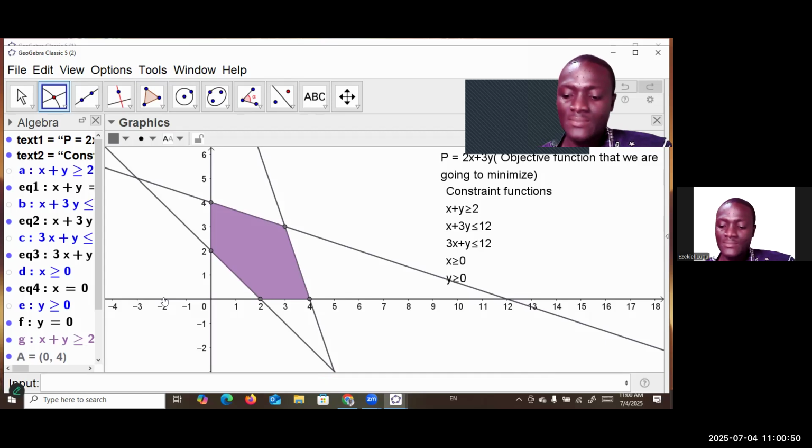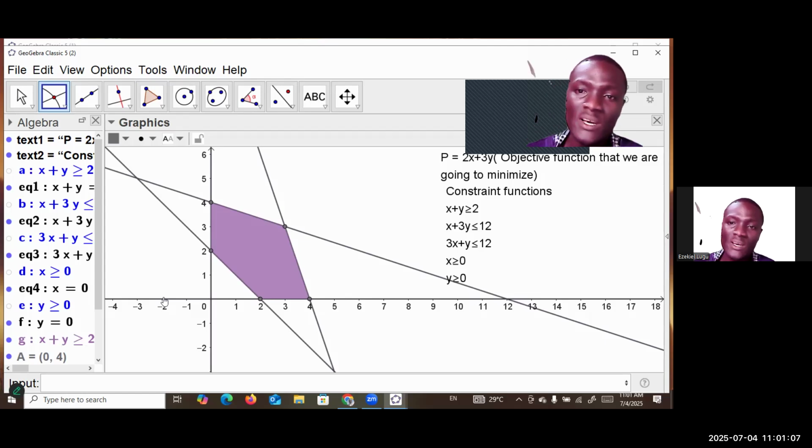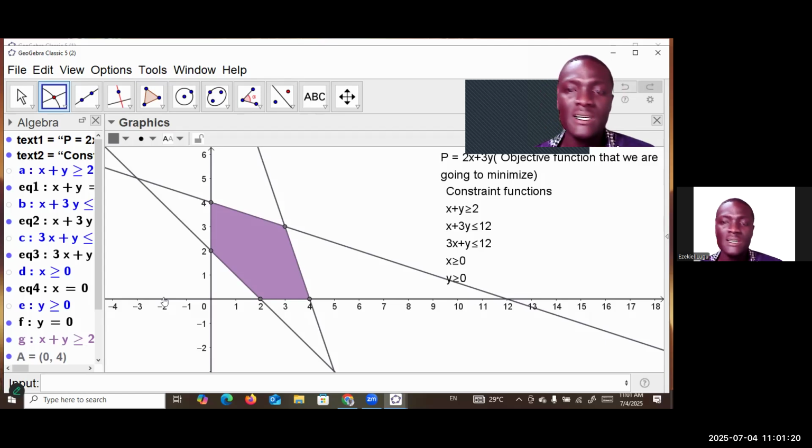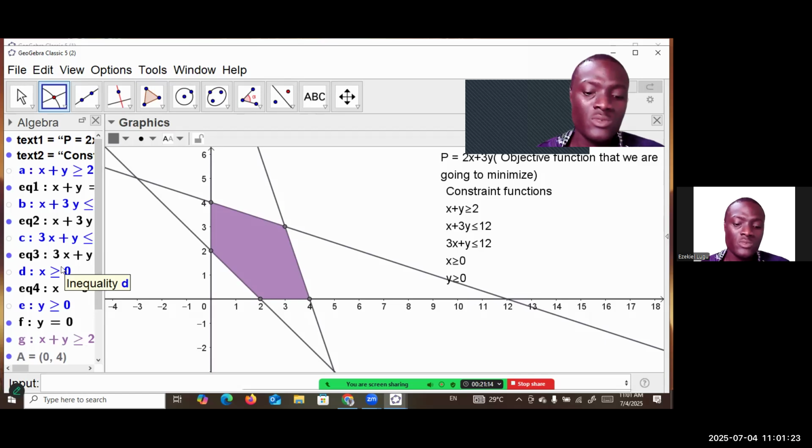We are now done. Now we are going to do the next thing after finding the intersection of all the constraint variables. We are going to determine the value of the objective function at each of the intersected points. That's the key thing we are going to do. After doing that, we'll get our minimum value and our maximum value. So the next thing is to go to the input field, then type the objective function.